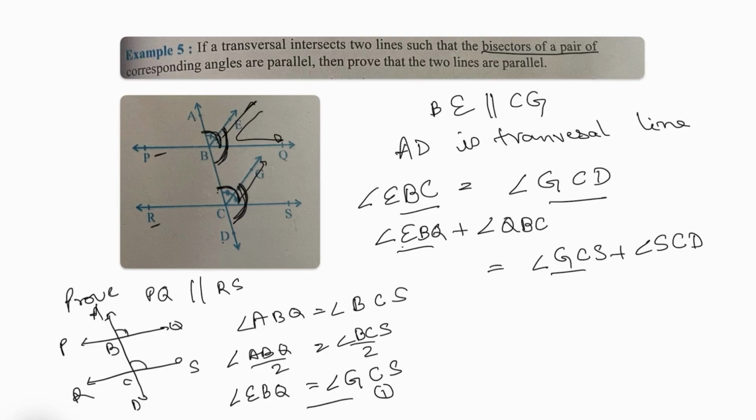sorry, we don't know that these two are equal. However, this is what we are supposed to prove, right? We looked at how to arrive at PQ parallel to RS. So now we look at QBC and SCD, we have to find some relation. Okay, so Q, B and C, this, and SCD is this.